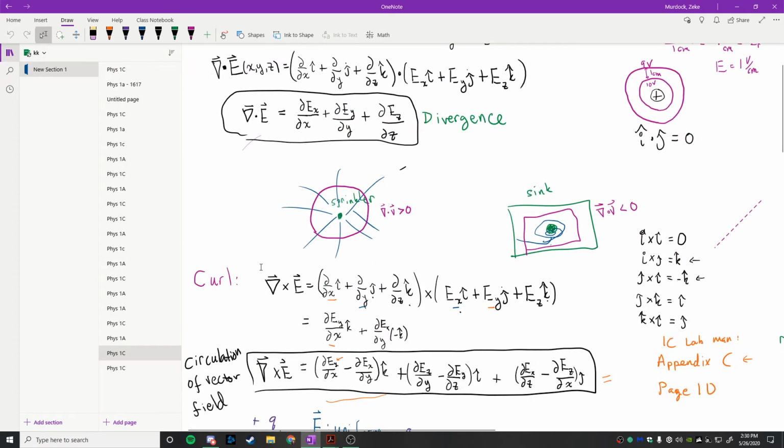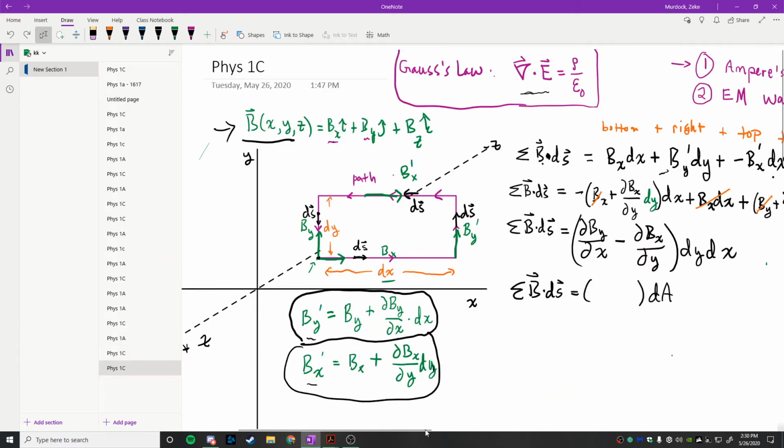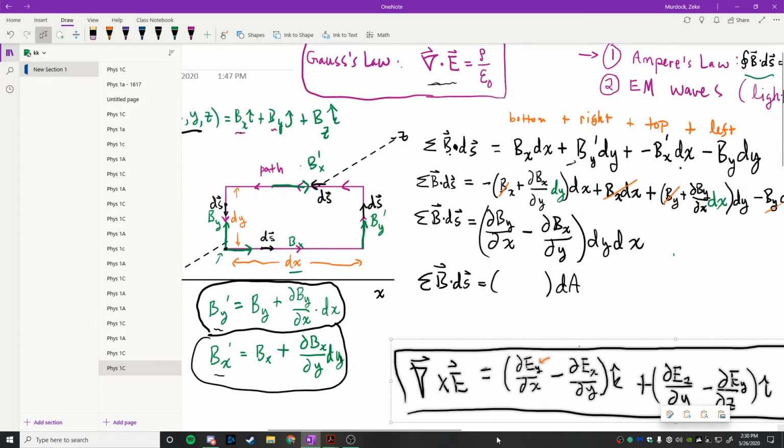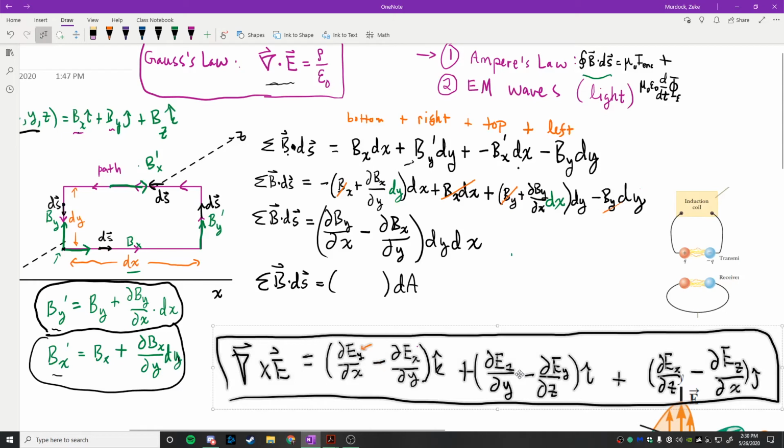Where's curl? There it is, right there. It's called the circulation of a vector field. And I'm just gonna pop it in right here. Is there enough room? Barely. Well, there will be after I close this, probably. So that's the curl right there, right?